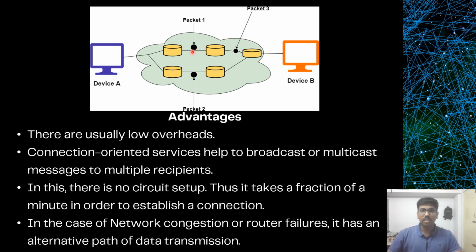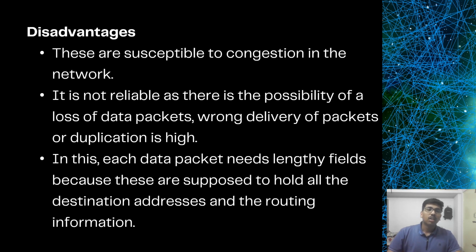This is how it works. Advantages. There are usually two overheads. Connection-oriented services help to broadcast or multicast messages to multiple recipients, whereas connectionless doesn't. In this, there is no circuit setup, thus it takes only a fraction of a minute to establish a connection. In case of network congestion or router failures, it has an alternative path for data transmission, whereas connection-oriented doesn't. If there is a failure in a router, the connection is stopped, but this has an alternate method or path.